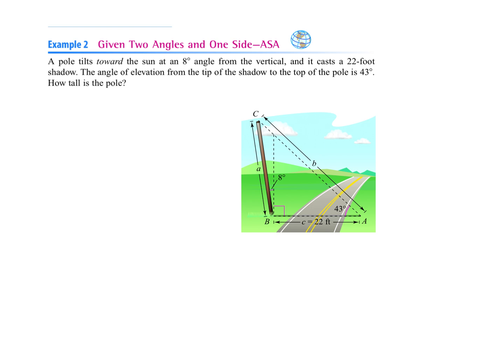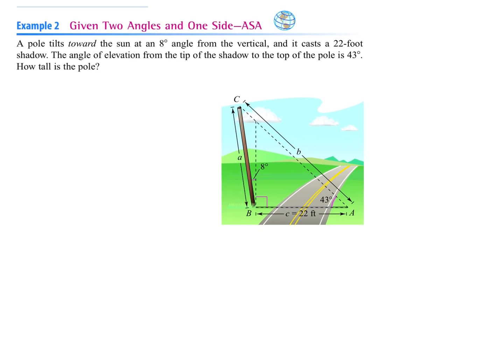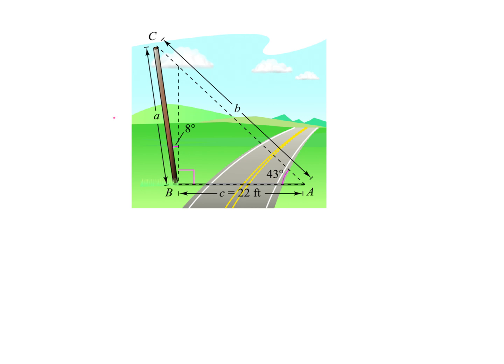It says the pole tilts towards the sun at an 8-degree angle from the vertical, and it casts a 22-foot shadow. The angle of elevation from the tip of the shadow to the top of the pole is 43 degrees. How tall is the pole? So it gives us the picture here. This angle is our angle that's given.